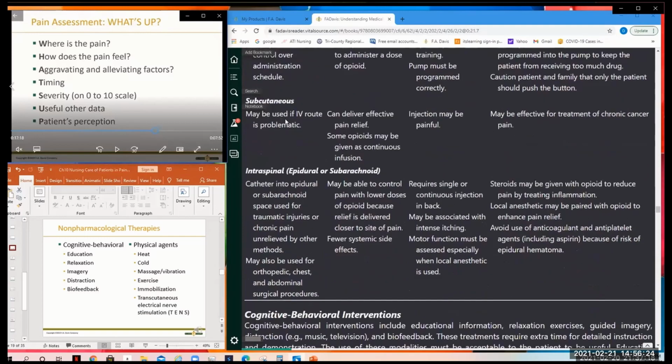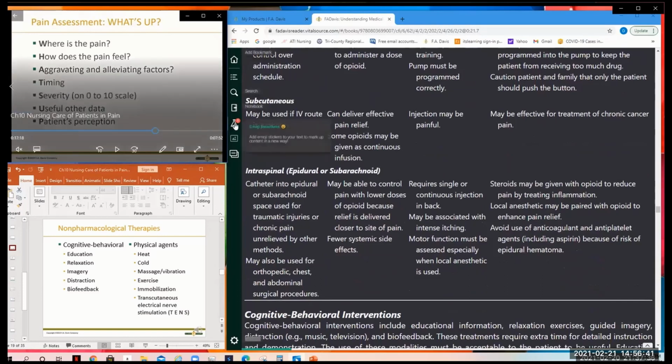Subcutaneous may be used if IV route is problematic. Can deliver effective pain relief. Some opioids may be given as a continuous infusion. Injection may be painful, and it may be effective for treatment of chronic cancer pain.